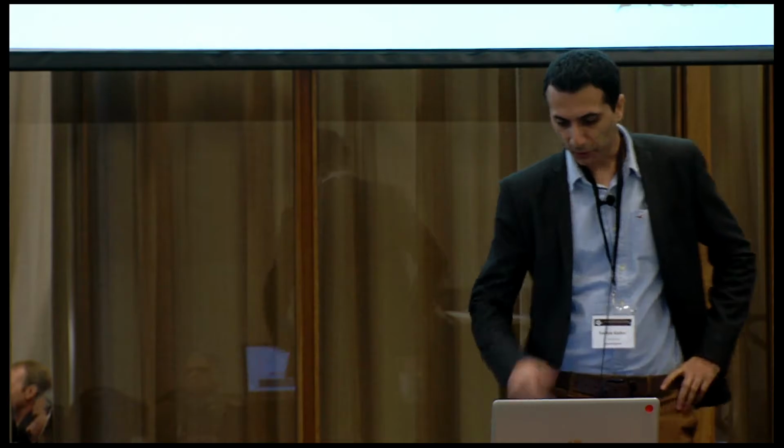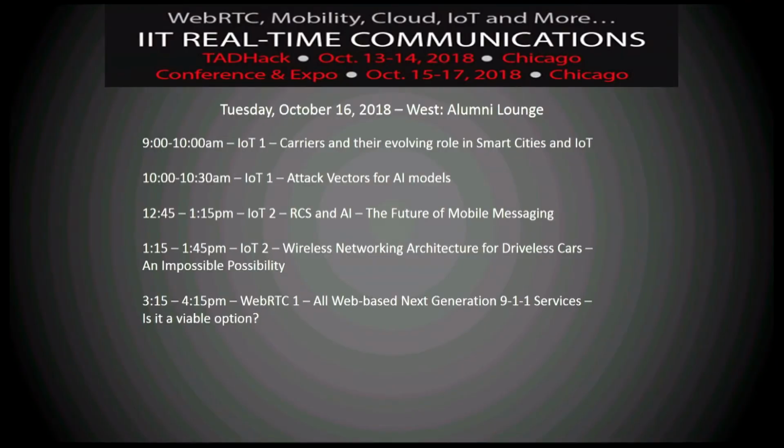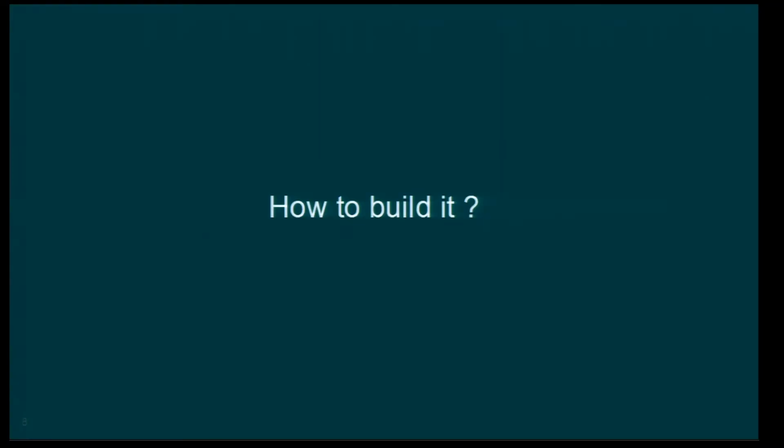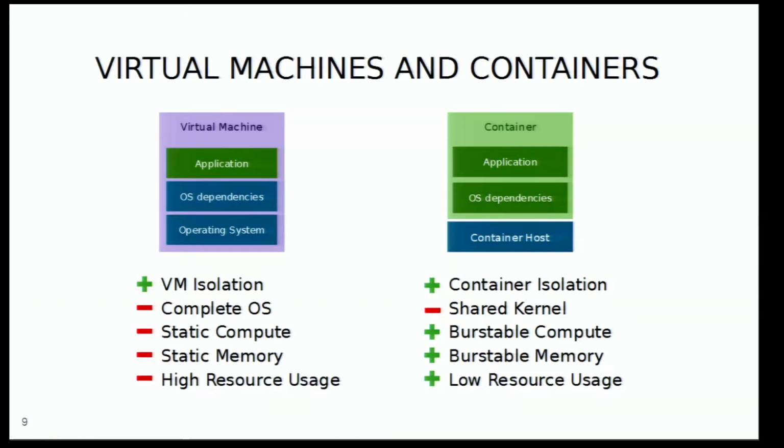So we are at stage 4, and you can see how the level of automation has increased when we go into the microservices model. So how to build this? Let's take a look. From a virtual machine and container perspective, what's the big difference here? What are we gaining? What are we losing?